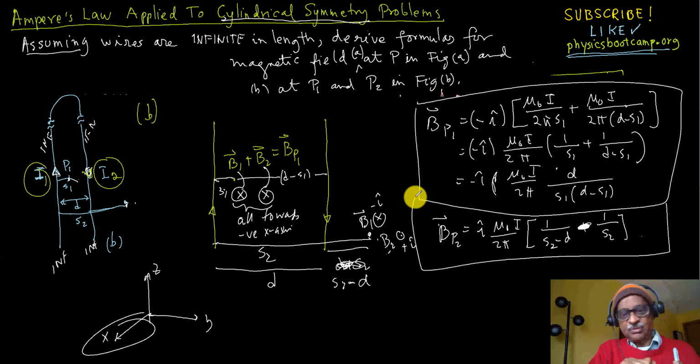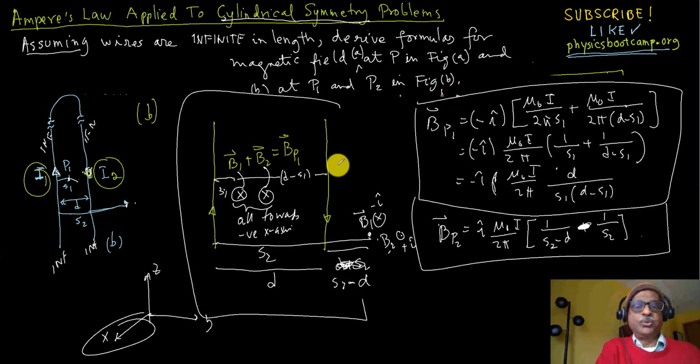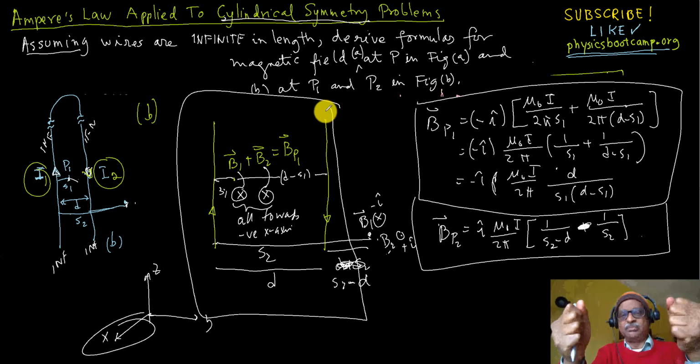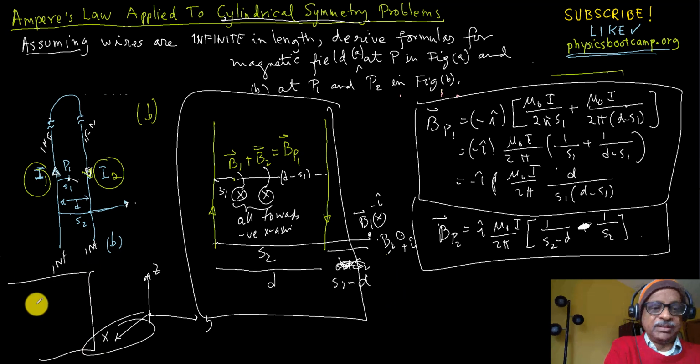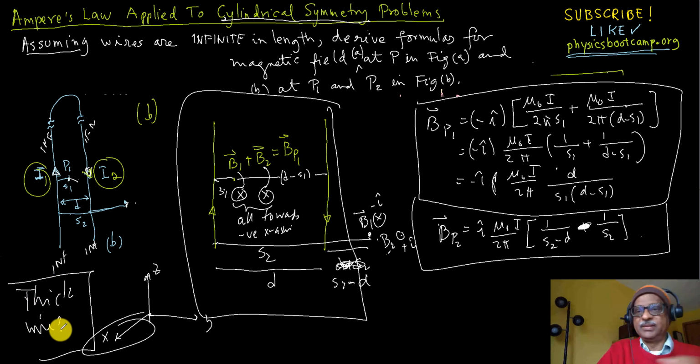So although there is no cylindrical symmetry when the two wires are looked at as one system, I can look at one system at a time, and I can use the superposition principle to get the answer for the combined system from the individual systems. Okay, I haven't done the problem of a thick wire, so thick wire problems will come next.